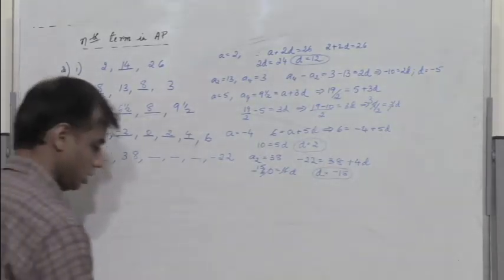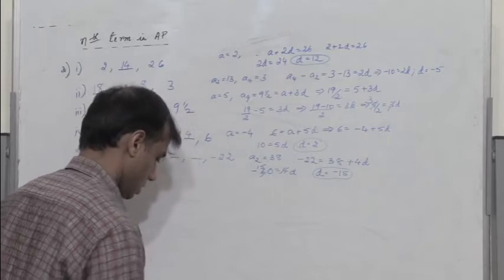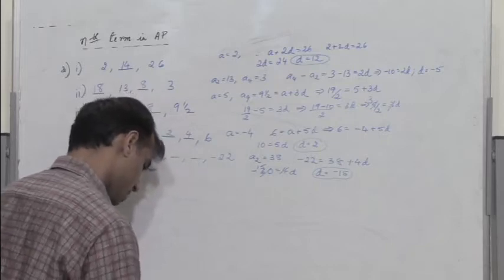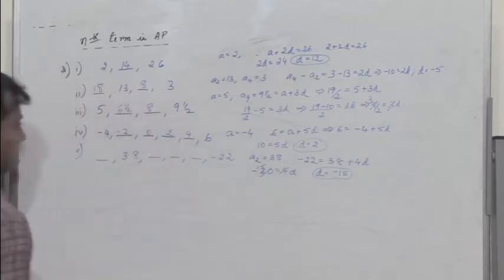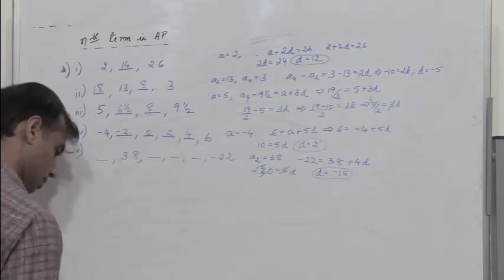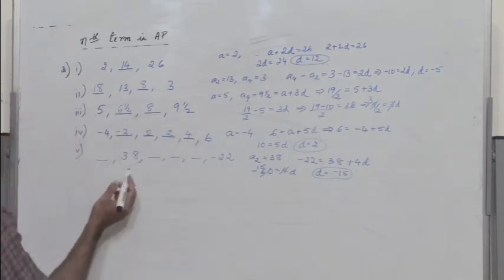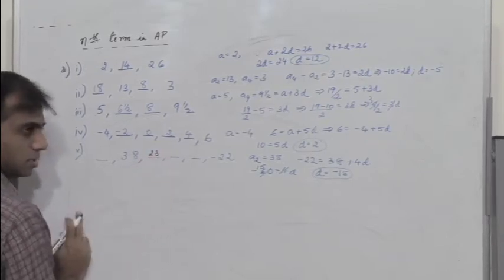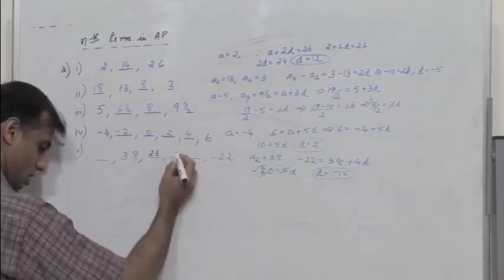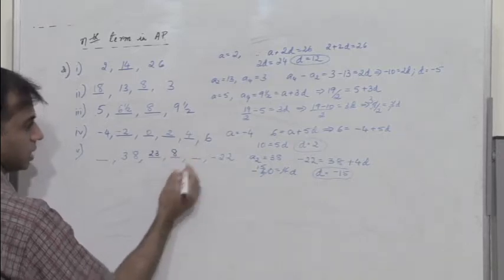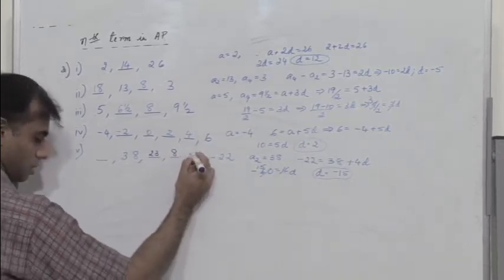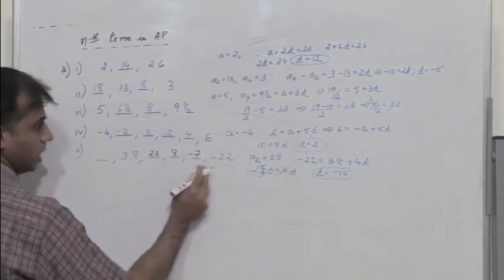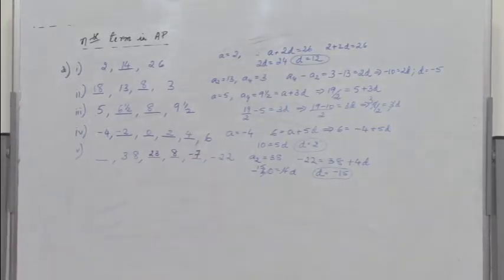So how can we check? So let us check. If D is minus 15, we have 38 minus 15 is 23. 23 minus 15 is 8. 8 minus 15 is minus 7. Minus 7 minus 15 is minus 22.